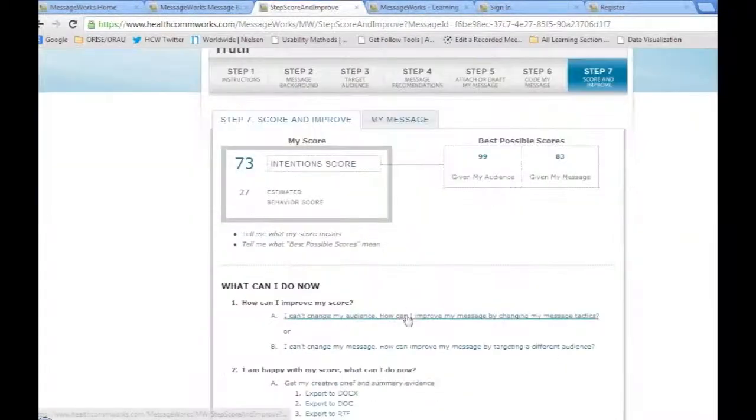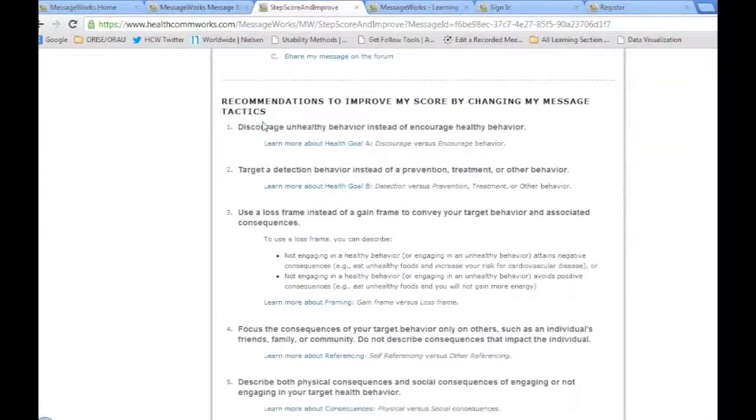So when you get these scores, the recommendations that are provided are just down below. So if you scroll down, you'll be able to see, well, in this case, the population that you're considering, the different age category and the race category and the gender category would suggest that maybe you should consider discouraging unhealthy behavior instead of encouraging healthy behavior. Maybe you should target a detection behavior versus prevention or treatment.